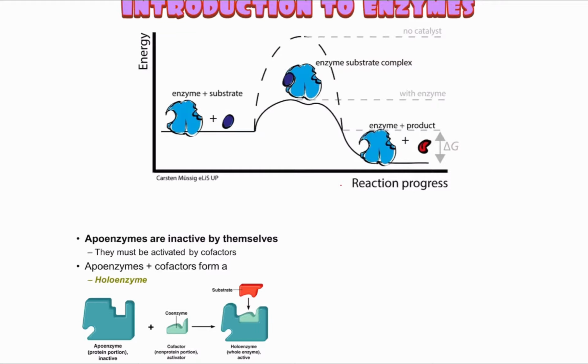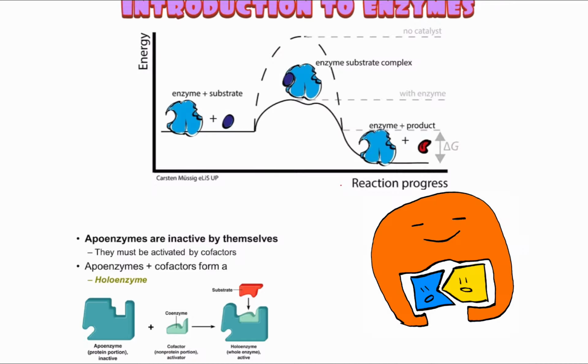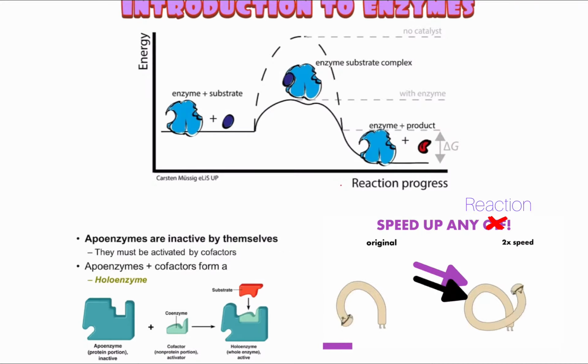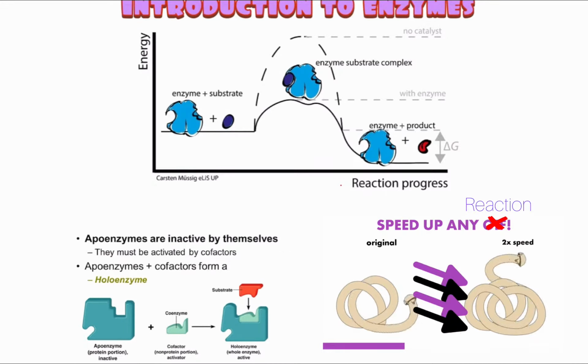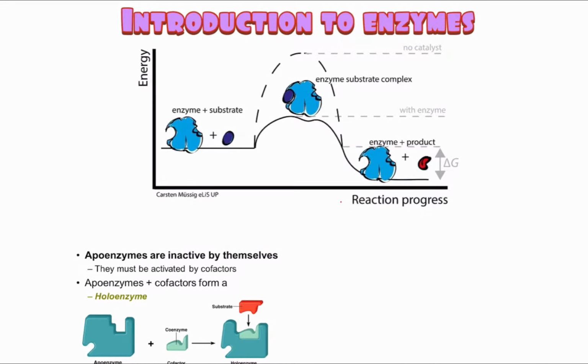First, I want to start off with what enzymes are. Enzymes are these cool blobs of amino acids, very long chains of amino acids, that speed up the rate of reactions. And they do this by lowering the activation energy. We can see this in the very first graph that we have here.